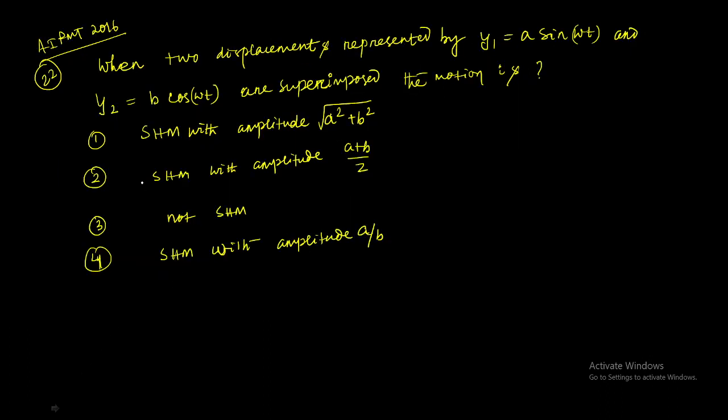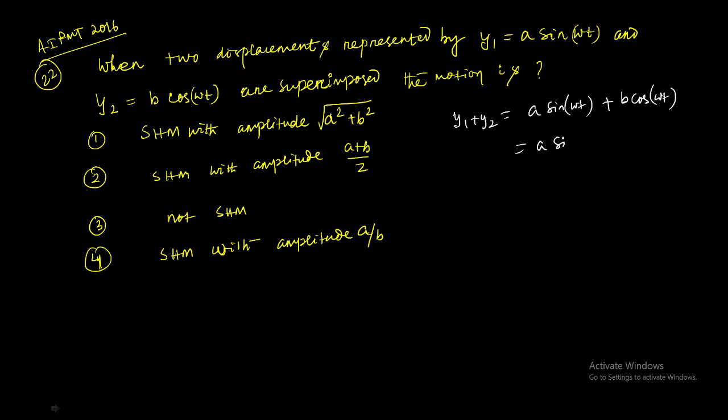Now question number 22. When two displacements represented by y1 equal to a sin omega t and y2 equal to b cos omega t are superimposed, the motion is? So just superimpose both: y1 plus y2 equals a sin of omega t plus b cos of omega t. Just add it, right? This type of question we see recently, right?